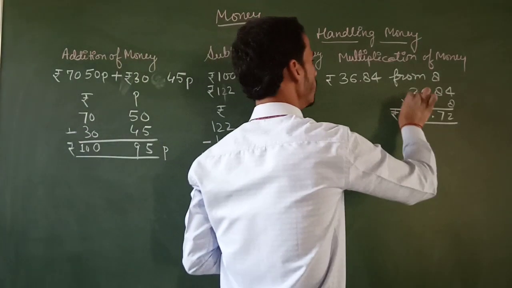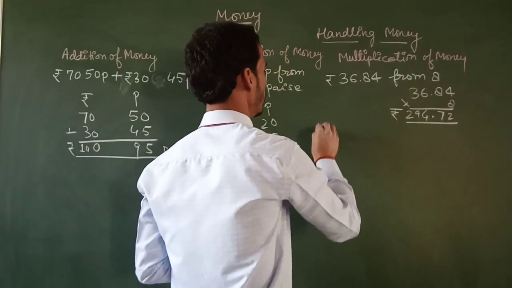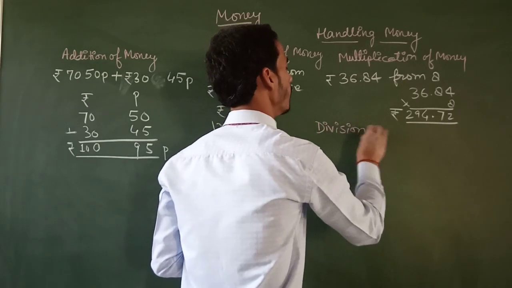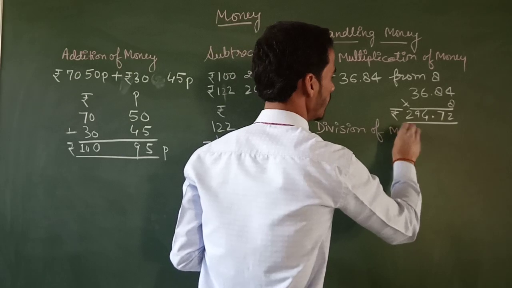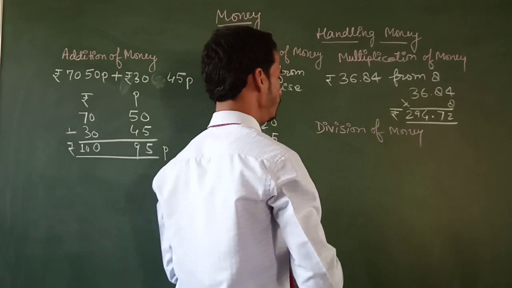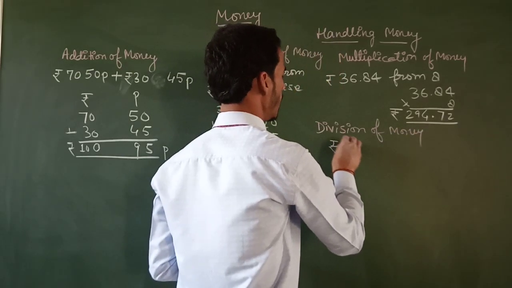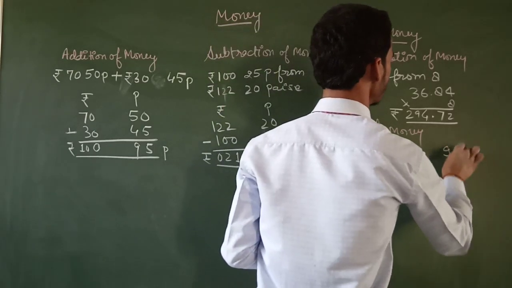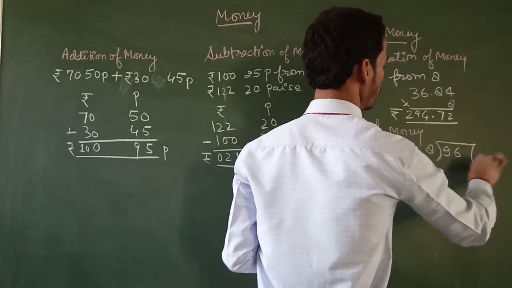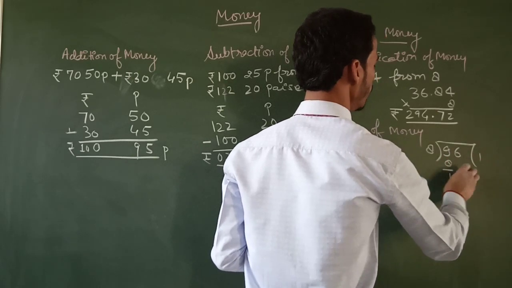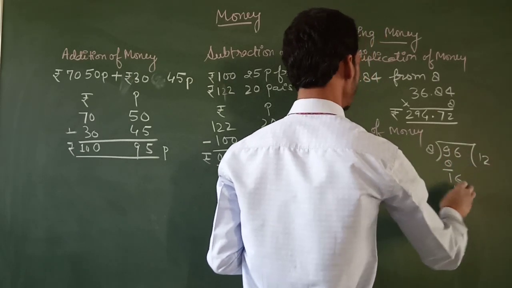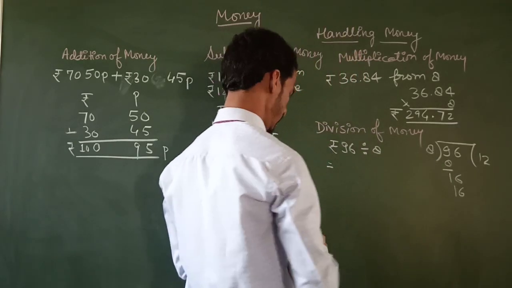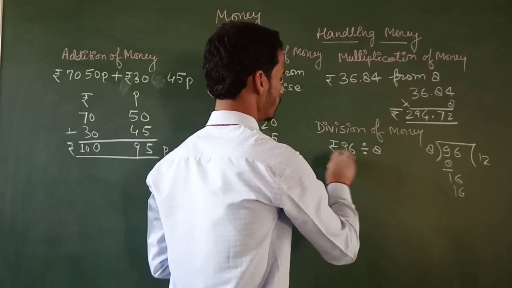And now division of money. We have to divide rupees 96 by 8. We know that 96 divided by 8, 8 1s are 8, and 8 2s are 16. That is equal to 12 rupees. Okay, rupees 12.